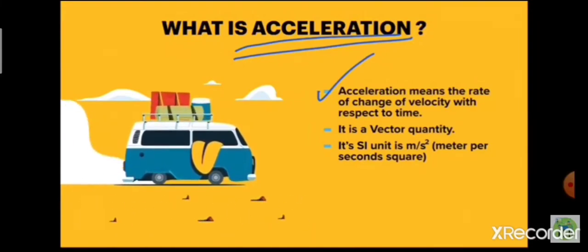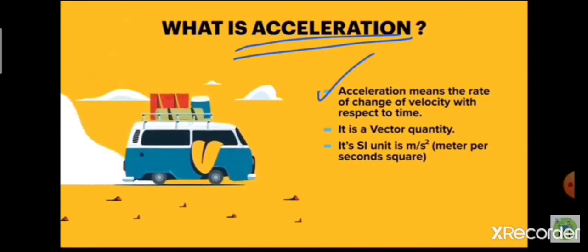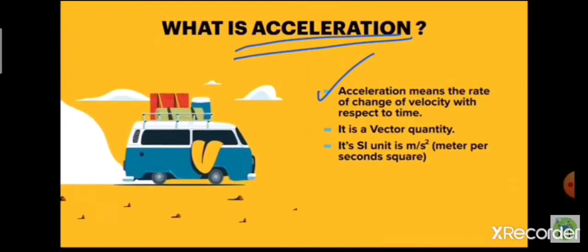In the first point, acceleration means the rate of change of velocity with respect to time. It means the change of velocity, or speed. Change means how much speed is changed in a given time. So we should know the time, and in that time how much speed got changed. Was it the same throughout the journey, or did it change? That we have to calculate. So acceleration means the rate of change of speed with respect to time. How much speed got changed in a particular time, that means acceleration.